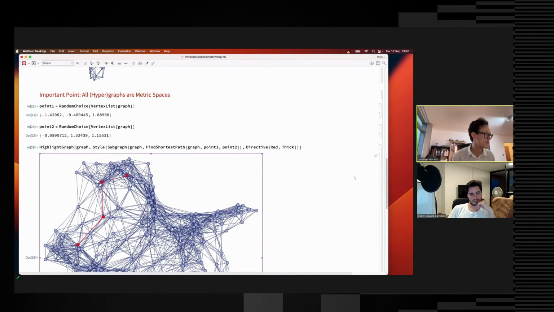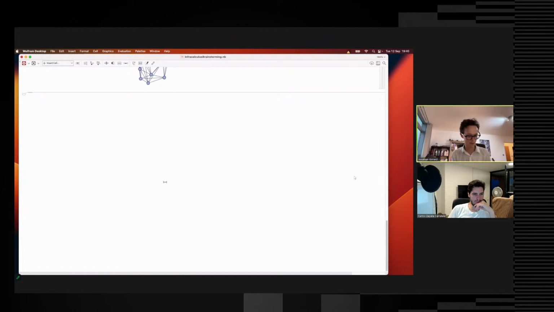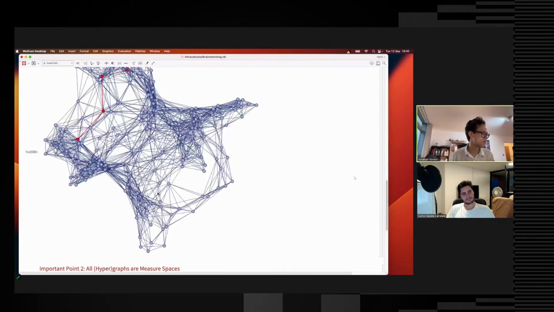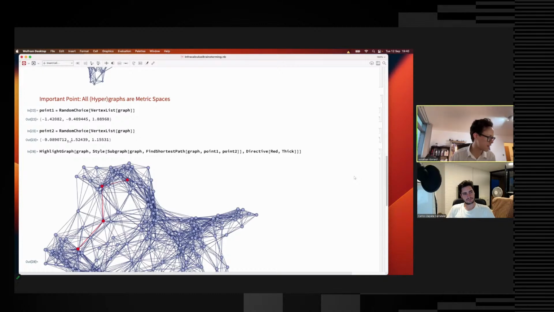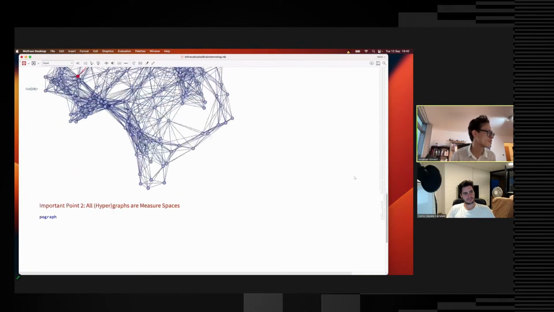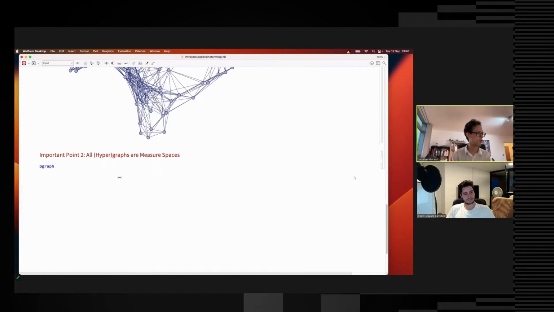They are also trivially measure spaces. So, important point 2: all hypergraphs are measure spaces. The reason for that is because we can do this construction that Stephen is particularly fond of, where we can take a point. Let's take one of those two random points that we selected, point 1 or something, and I could say neighborhood graph.